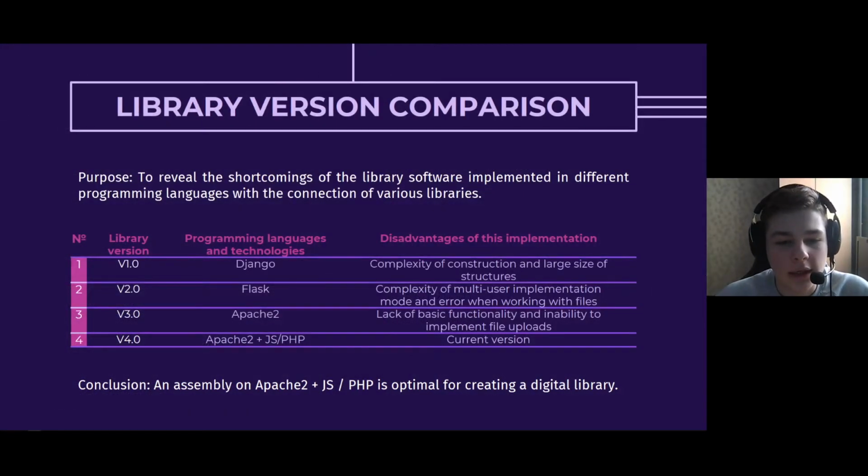To begin with, identify the shortcomings of software implemented in programming languages with the connection of various libraries. Conclusion: an assembly on Apache 2 plus JavaScript and PHP is optimal for creating a digital library.